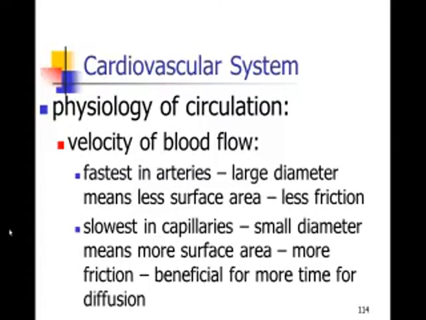The slowest blood flow is going to be in the capillaries, and the reason for that is because there's a very small diameter, the smallest of all, and that means there's more surface area, which means there's more friction. Now, you might think, oh, if they're slowing down in the capillaries, this is a bad thing. Actually not. Having the blood slow down in the capillaries is beneficial because it allows more time for exchange between the blood and the fluid surrounding the capillaries. So it helps in that very important reconditioning of the tissue fluids.